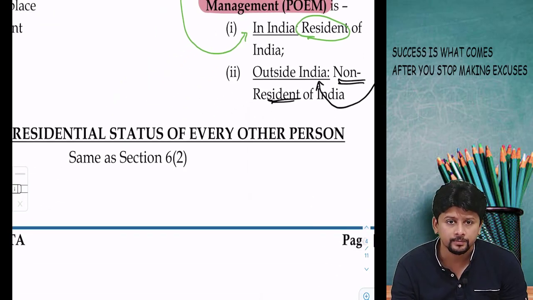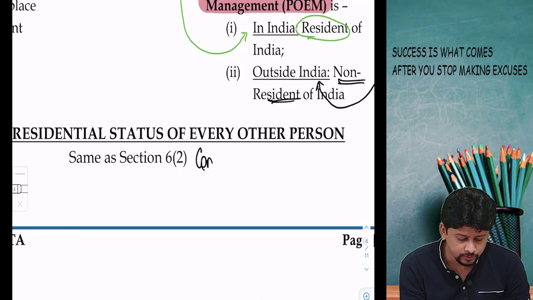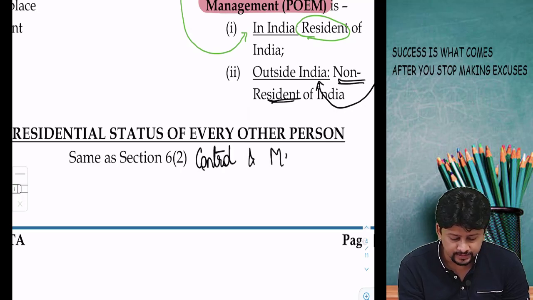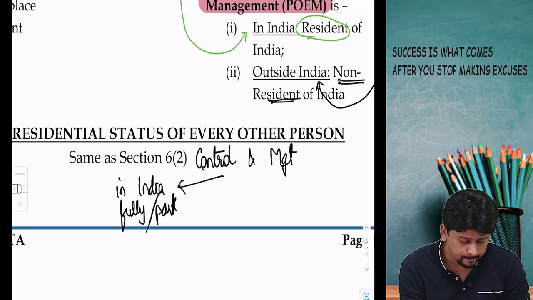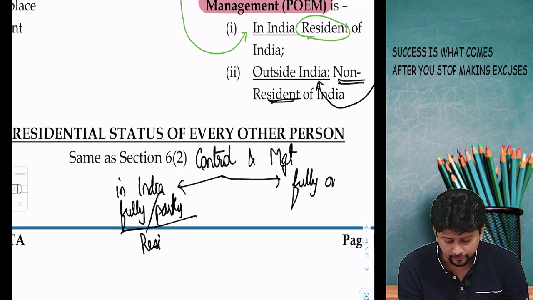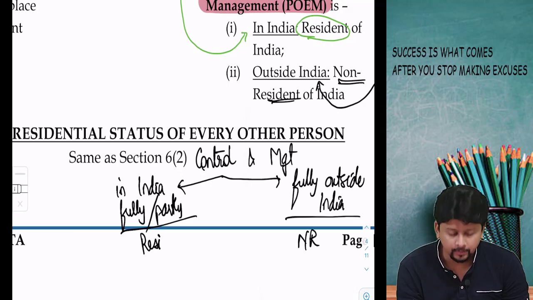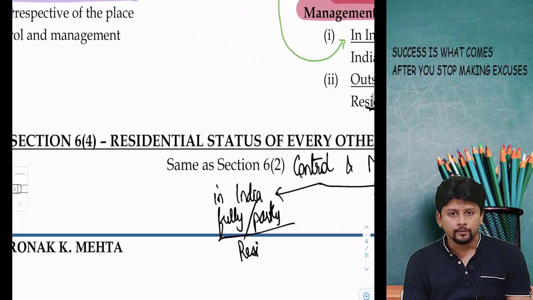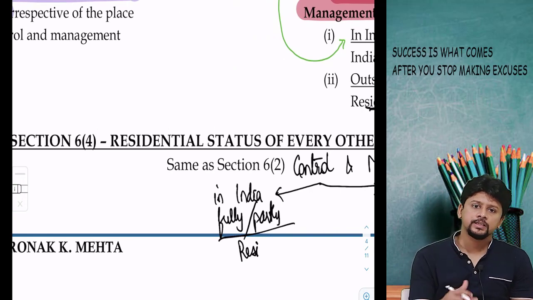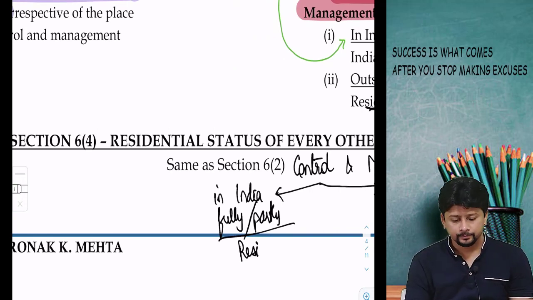Residential status of every other person is the same as section 6.2. Section 6.2 has said that if the control and management is in India fully or partly, then resident, and if the control and management is fully outside India, non-resident. This concept is applicable for every other person who is not covered by 6.1, 6.2 and 6.3, who is covered by 6.4. But 6.4 does not give you anything new. 6.4 says whatever is mentioned in 6.2 will equally apply. So your section 6, this is your residential status.